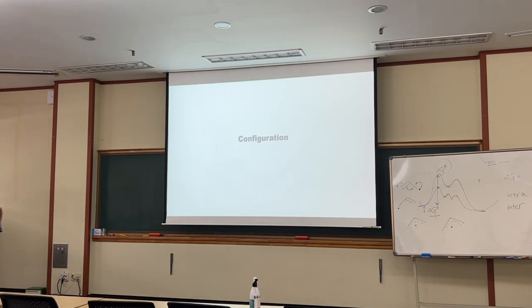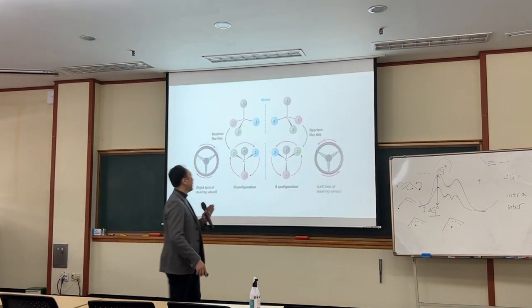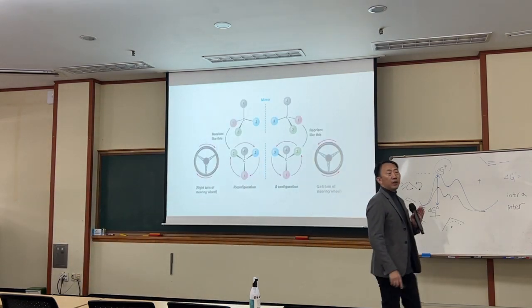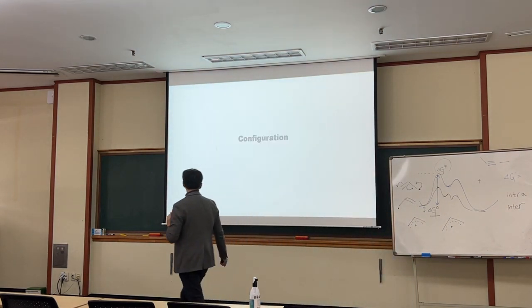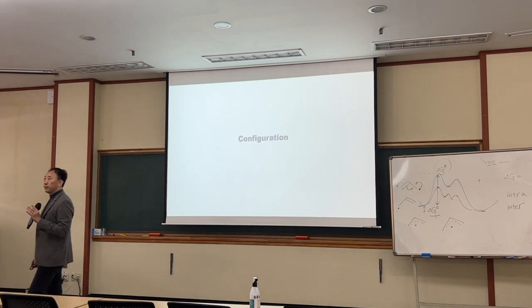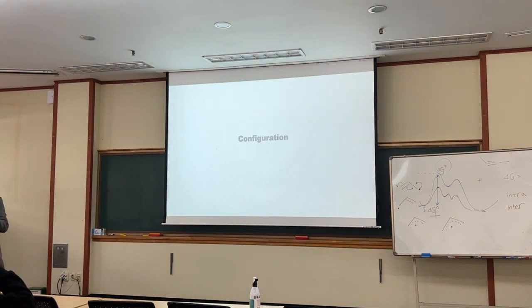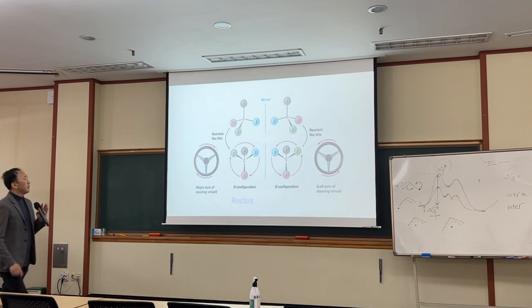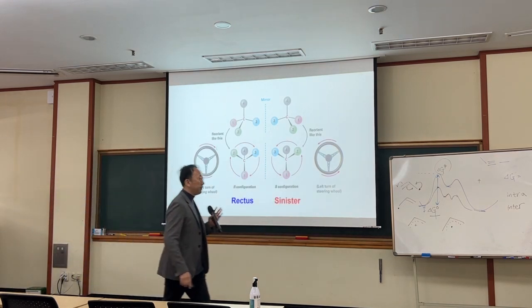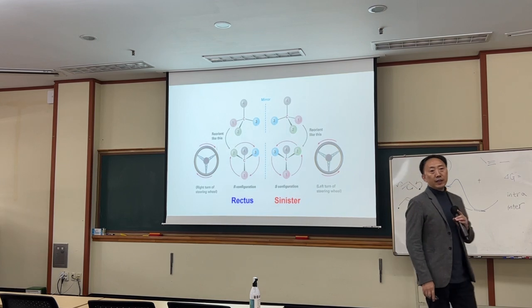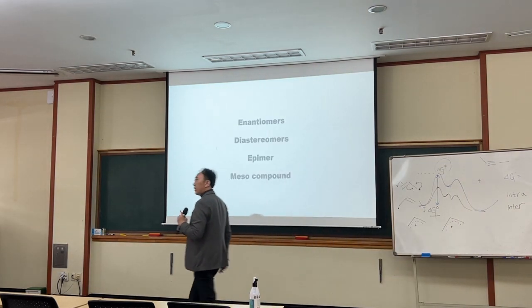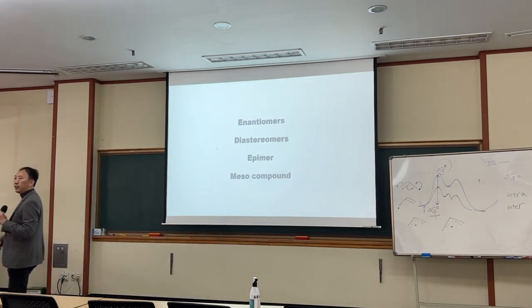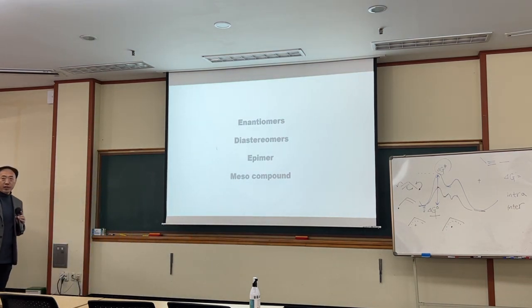So, configuration. For this chirality center, now we can say whether this is R configuration or S configuration. That is what we call configuration. That position, how is the structure? That's a configuration. So I hope you have practiced enough. You need to be able to give R or S for each chirality center. The relationships of enantiomer, diastereomer, epimer, and so on, we handled several times.